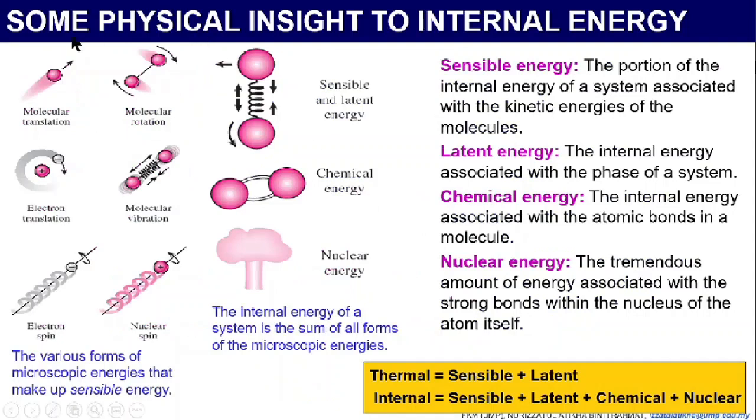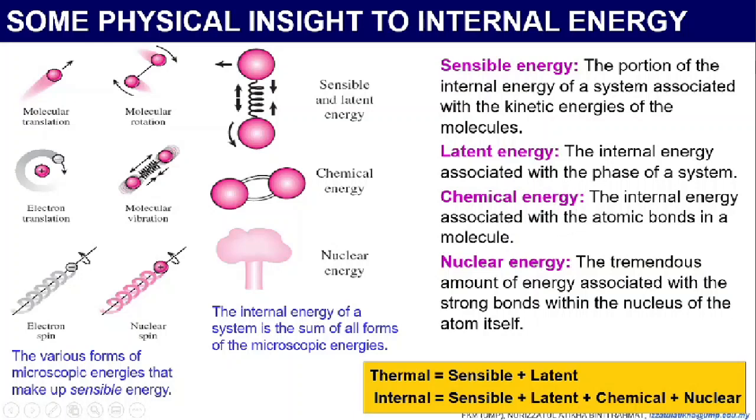Alright, now some physical insight to internal energy. What is sensible energy, latent energy, chemical energy, and nuclear energy? These four types of energies' definitions will be explained after this. Sensible energy is the portion of the internal energy of a system associated with the kinetic energies of the molecules. Latent energy is the internal energy associated with the phase of a system.